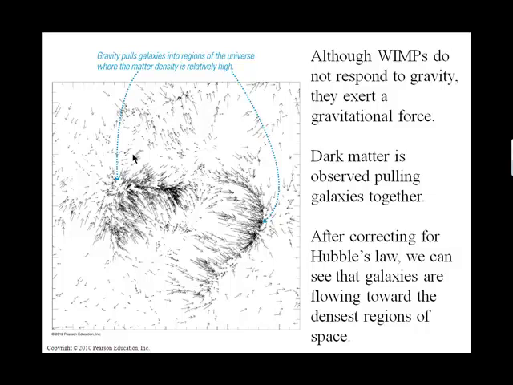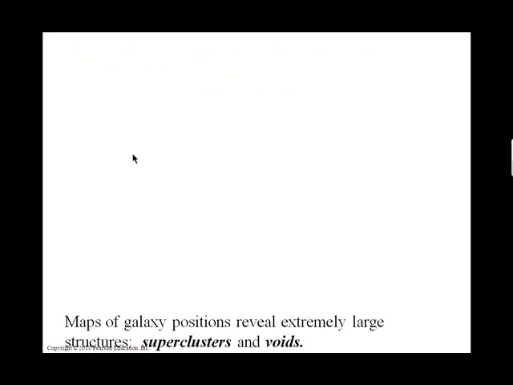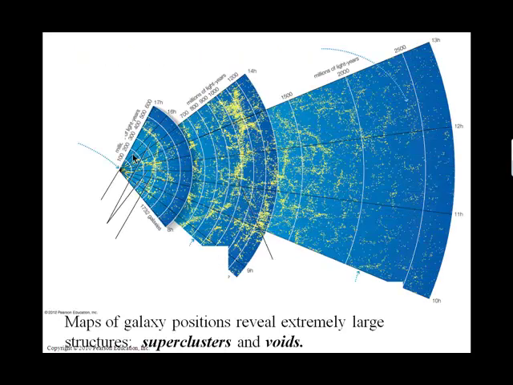What you're looking at now, these arrows, are showing the vectors of the movement of galaxies within our universe. As it turns out, regions of dark matter, these WIMPs, can be a place where galaxies begin to congregate. And in the next slide, this is what we see in the overall structure of our universe. We end up with these sort of walls of galaxies.